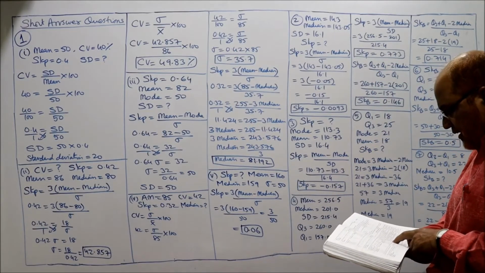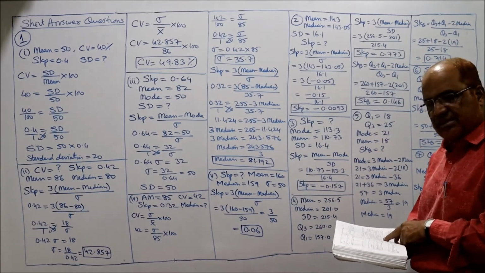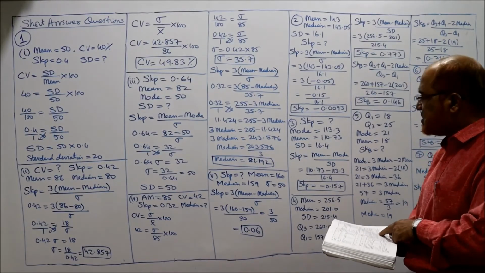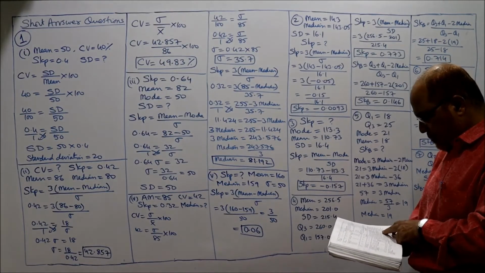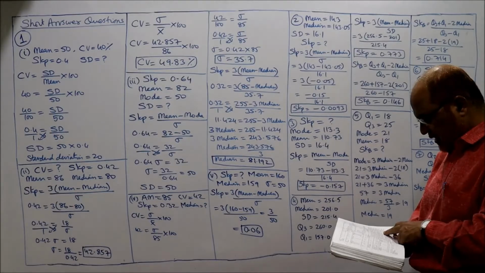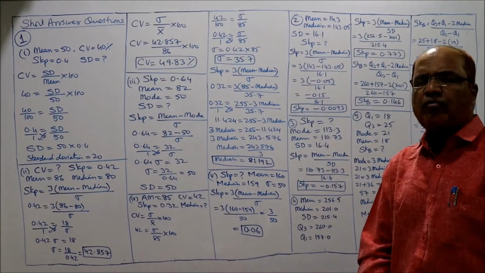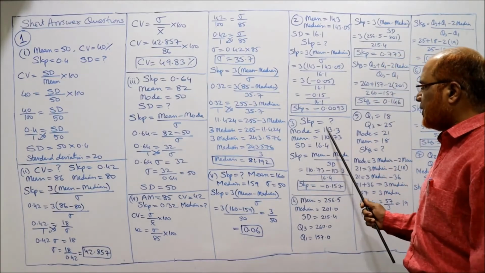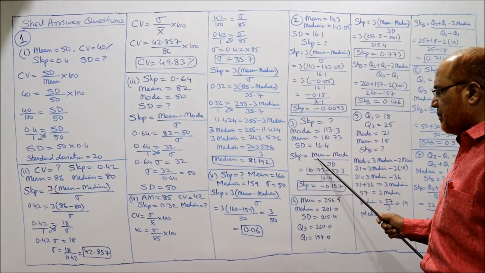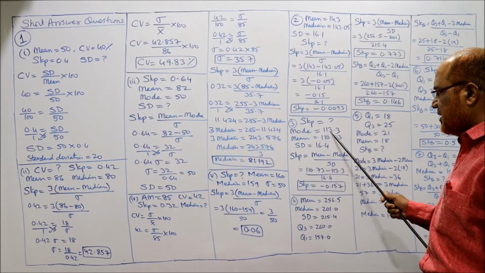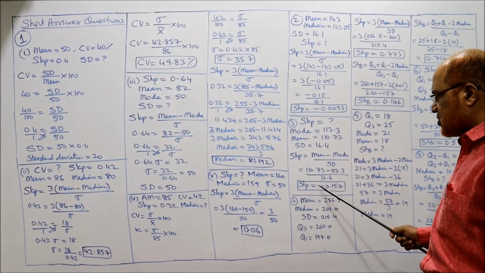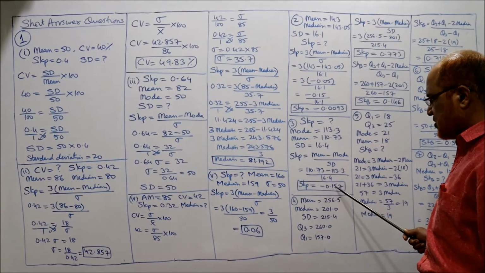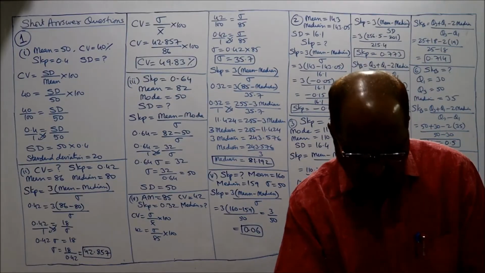Problem number 3. Find the coefficient of skewness when mode is 113.3, mean is 110.73 and standard deviation. Straightforward problem. Mean is given, mode is given, standard deviation is given. We have to calculate SKP. SKP is mean minus mode by sigma. Mean is given, mode is given, standard deviation is given. So directly SKP is minus 0.157. See the fourth problem.